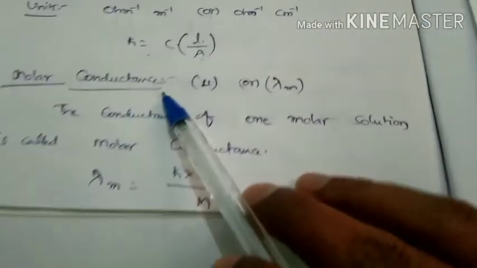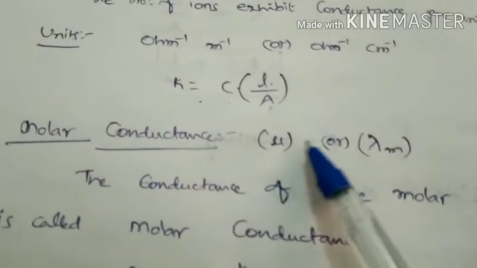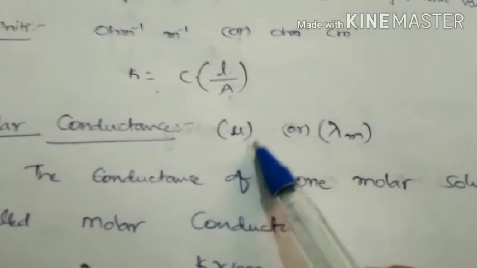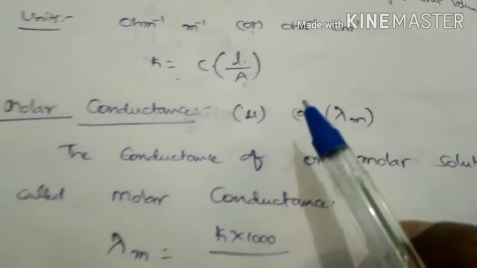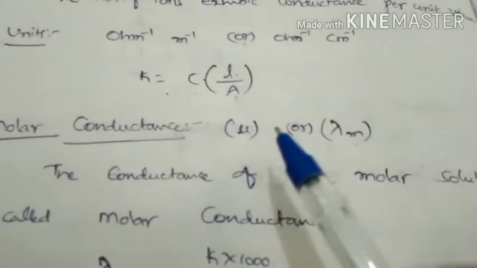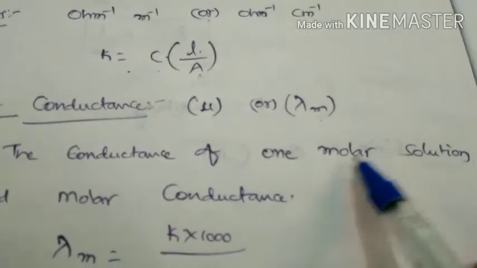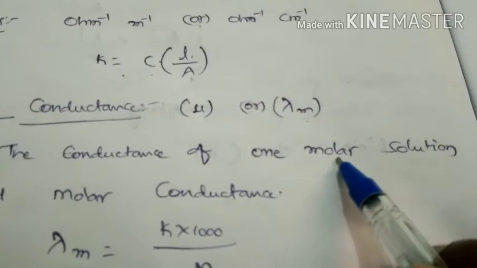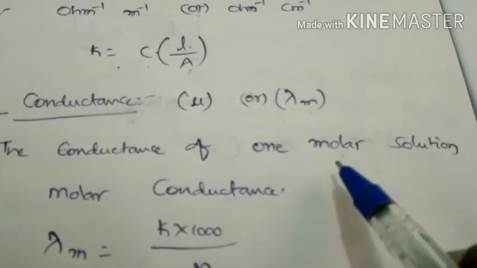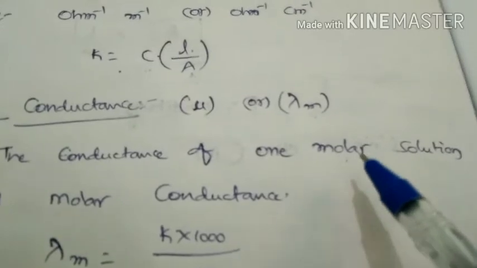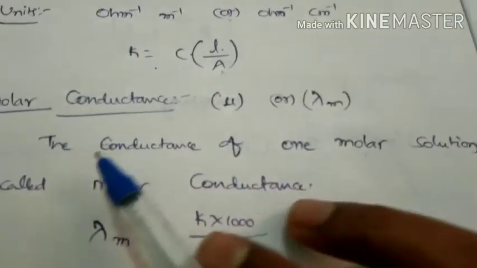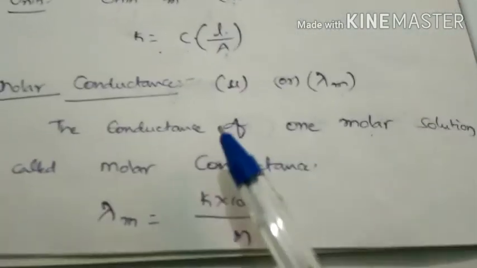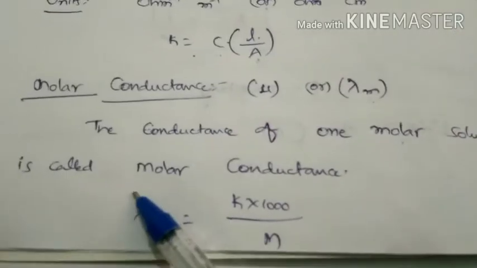Next one, molar conductance. These are also very important definitions. Molar conductance is represented by lambda m, lambda small m. So the definition is the conductance of 1 molar solution. 1 molar solution means the solution of 1 molarity, that means its molarity is 1. If that solution exhibits conductance, that is called molar conductance. So the definition is the conductance of 1 molar solution is called molar conductance.